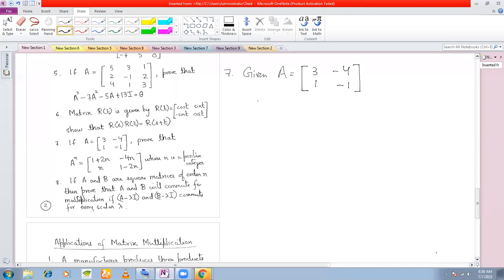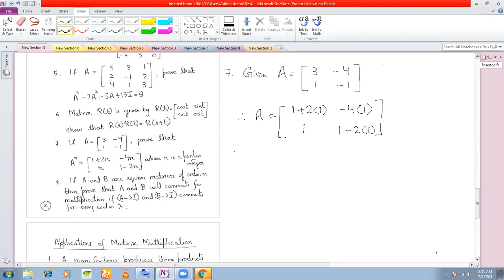Okay. Now, given A is equal to this, that means A can be written in terms of A to the power of n. If you see the expression for A to the power of n, what can A be written as? N is equal to 1 here, isn't it? For A, therefore, 3 can be written as 1 plus 2 into 1, because n is equal to 1 here, minus 4 into 1, 1, and 1 minus 2 into 1, isn't it?